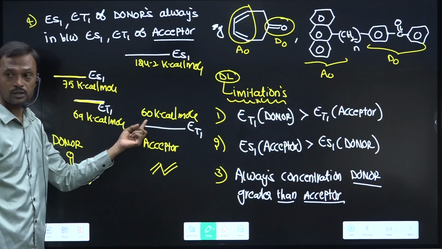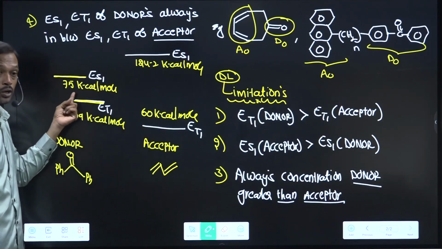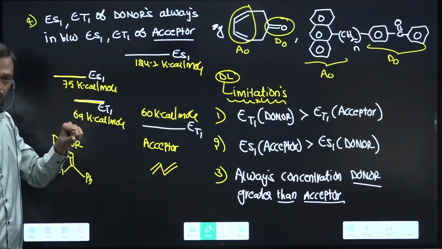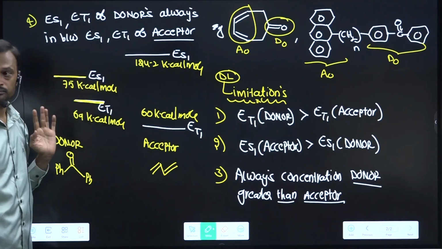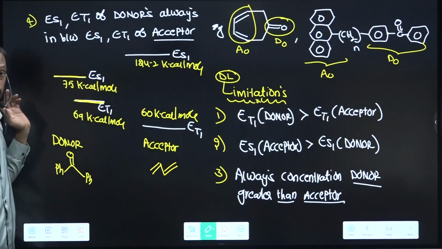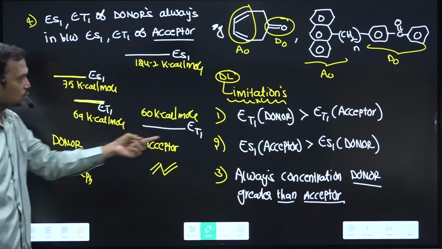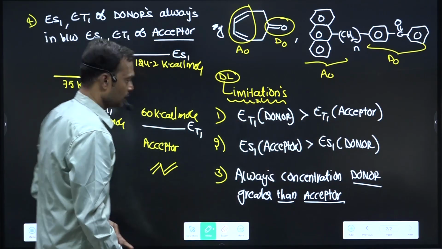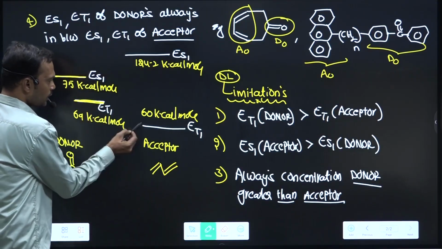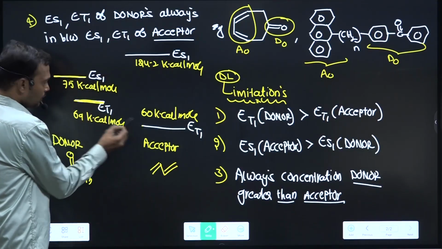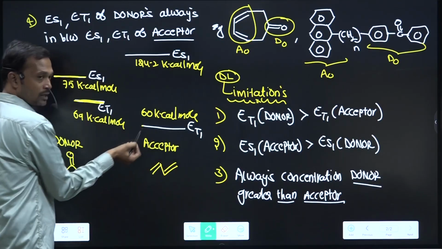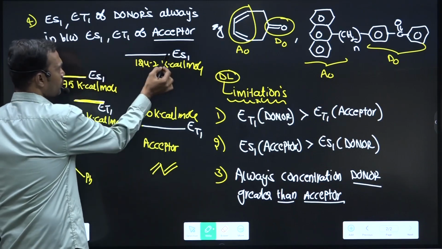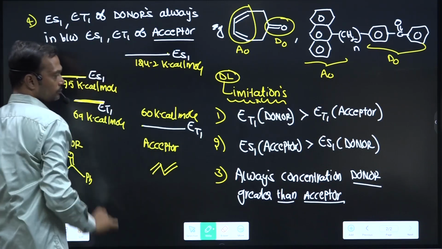ET1 energy 60, and select a donor in such a way that its ES1 value and ET1 value will be in between these two only. Then only it behaves as a donor. See this one: ET1 of donor is always greater than ET1 of acceptor. It is 60 and it is 60. Matching or not? Now, ES1 of acceptor is greater than ES1 of donor.